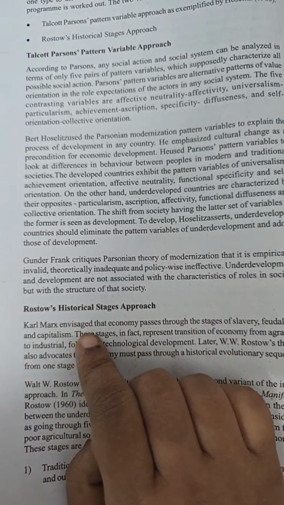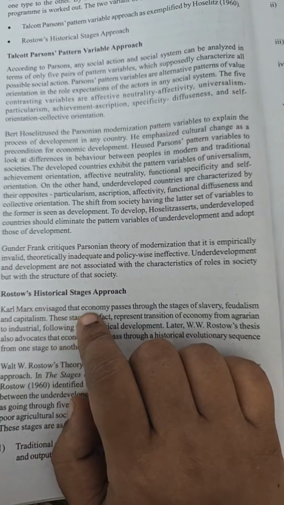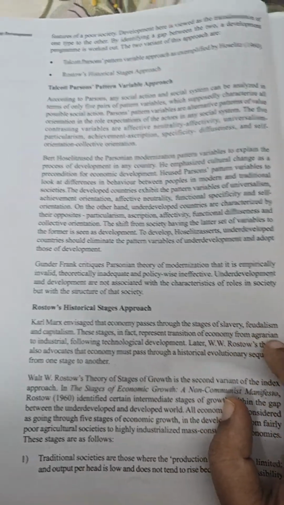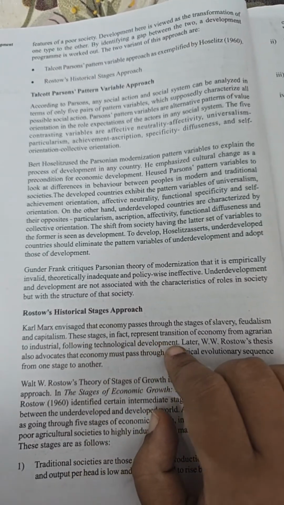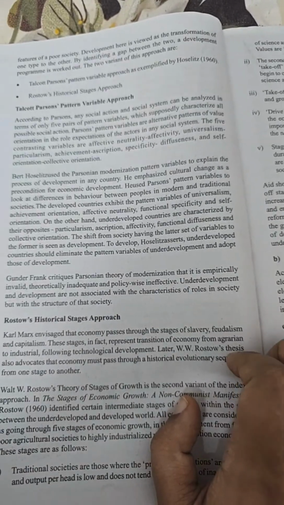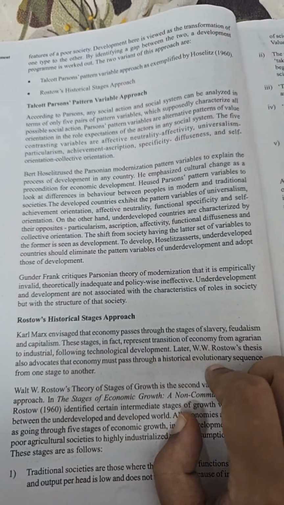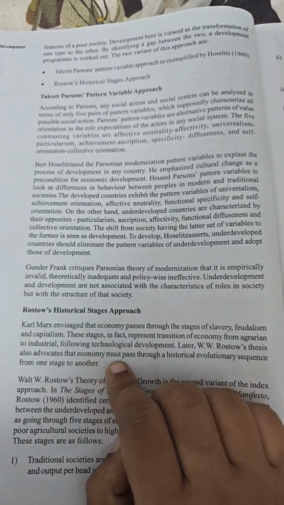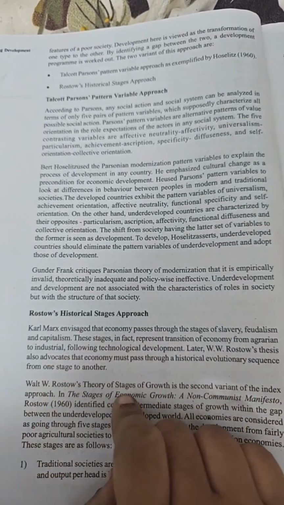Karl Marx envisaged the economy passes through the stages of slavery, feudalism, and capitalism. These stages, in fact, represent transition of the economy from the agrarian to the industrial following technological development. Later, W. Rostow's thesis also advocated the economy must pass through a historical evolutionary sequence from one stage to another.